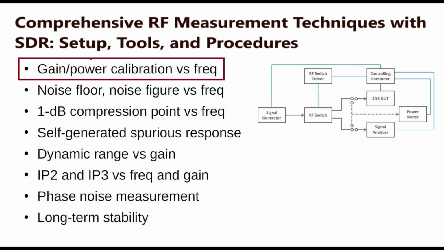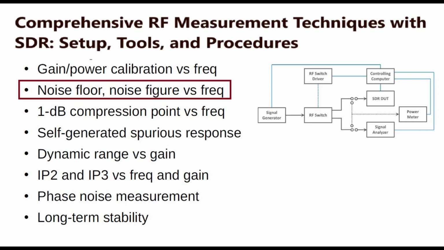First one, gain power calibration versus frequency. Goal, measure how the gain or output power of the DUT varies with frequency. Procedure, set the signal generator to sweep across the desired frequency range. Measure the output power of the DUT using the power meter or signal analyzer. Calculate gain by comparing input and output power. Repeat for each frequency to plot gain versus frequency.